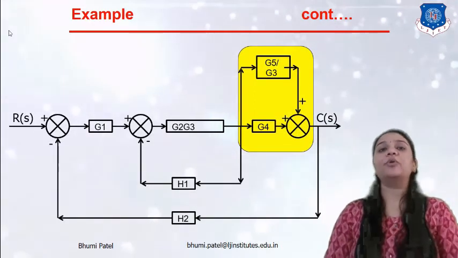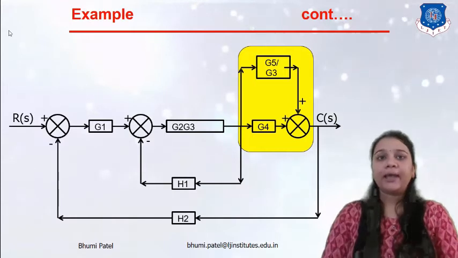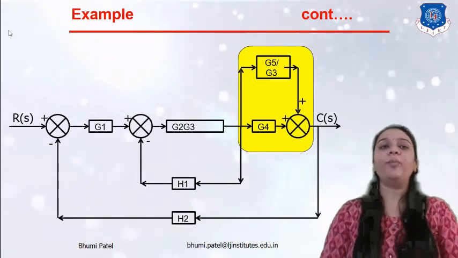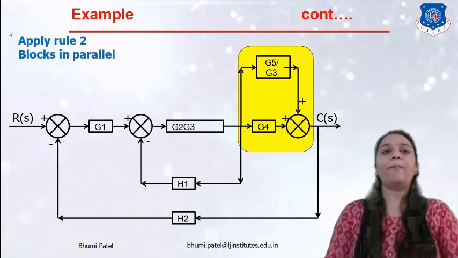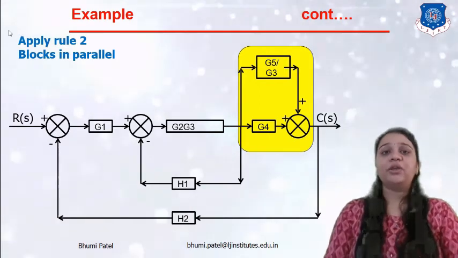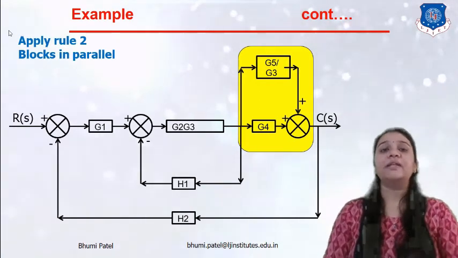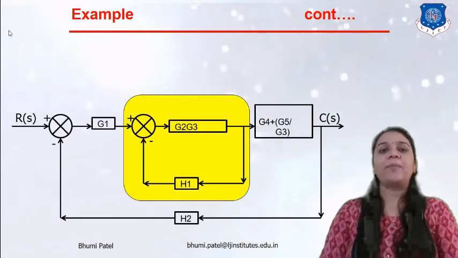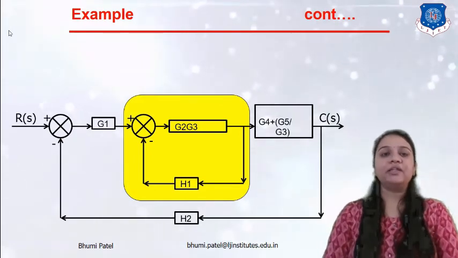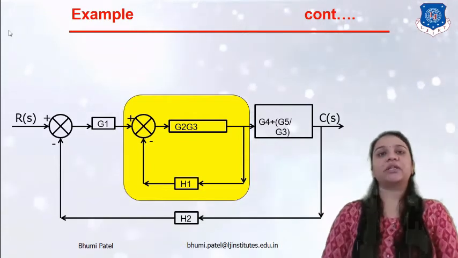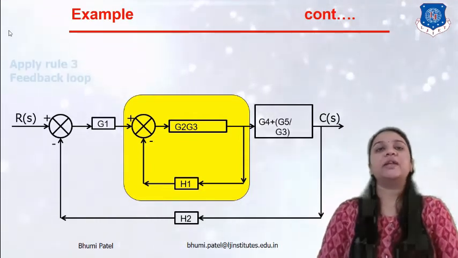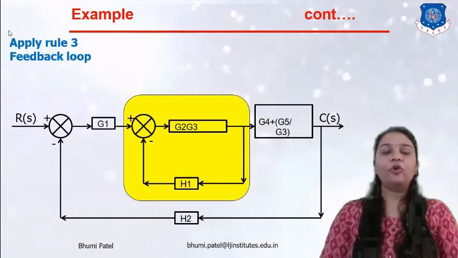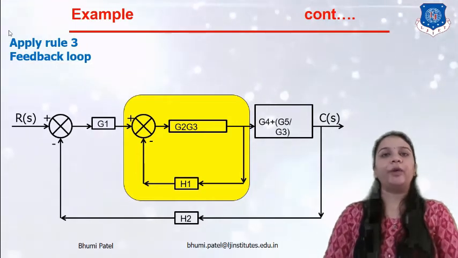Now here again you can see that G4 and G5 by G3 are connected in parallel with the summing point. So we can apply blocks in parallel connection. Here both the block signs are positive, so we can simply add the block gains and we get G4 plus G5 by G3. Now the next is G2 G3 and H1 connected with the feedback loop. So we can simply apply rule number 3, block in feedback loop, that means elimination of the feedback loop.